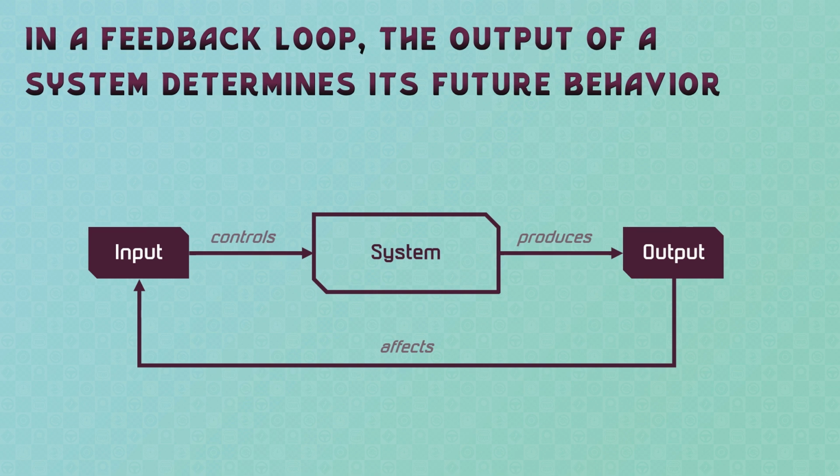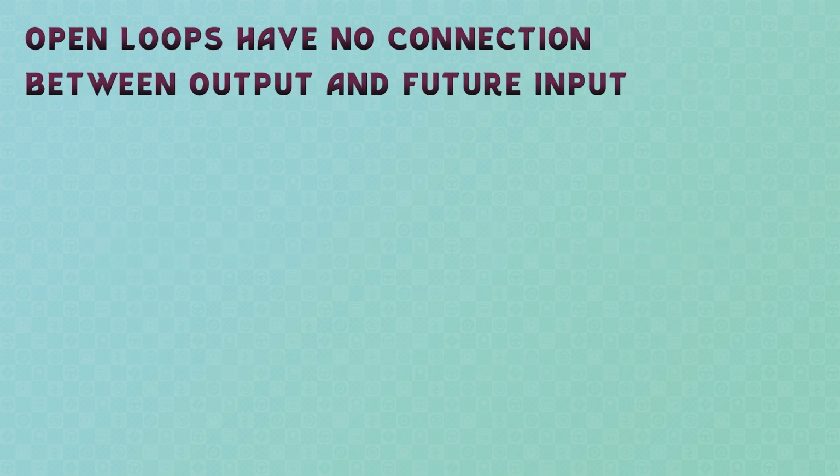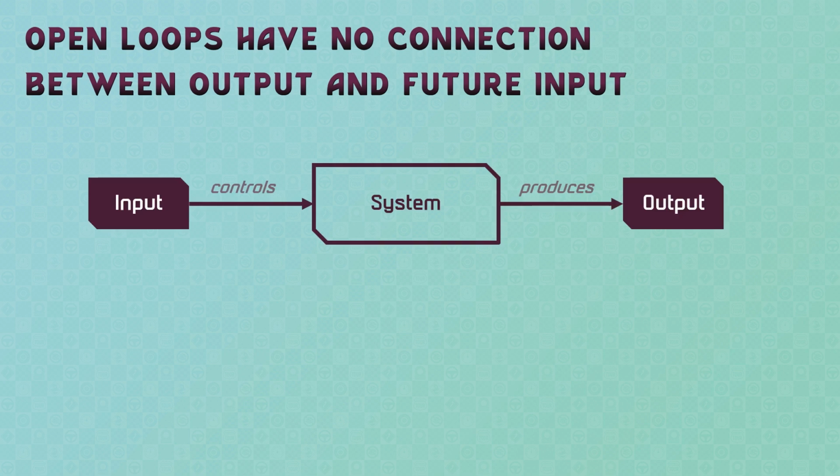It can be very useful to think about what the opposite of a feedback loop is. And in cybernetics, that would be an open loop. So in an open loop, there is no connection between the output of a system at one point in time and the input of the system in the future. So the system just looks like that. We have the input controlling the system producing an output, but then there is no relationship between the output and the input that we had in the feedback loop.